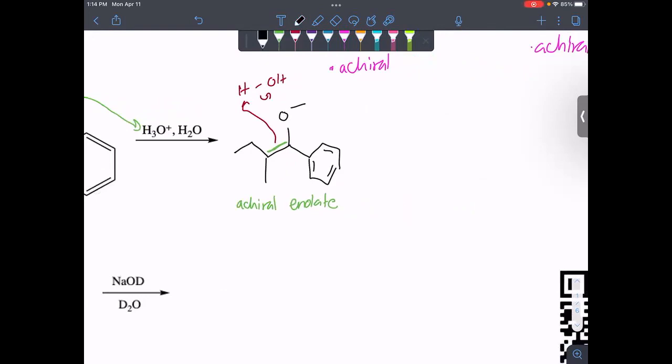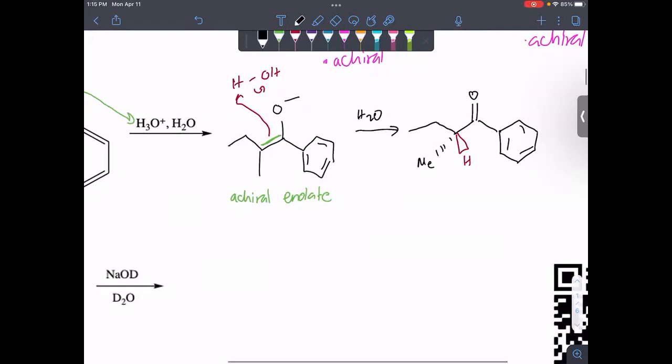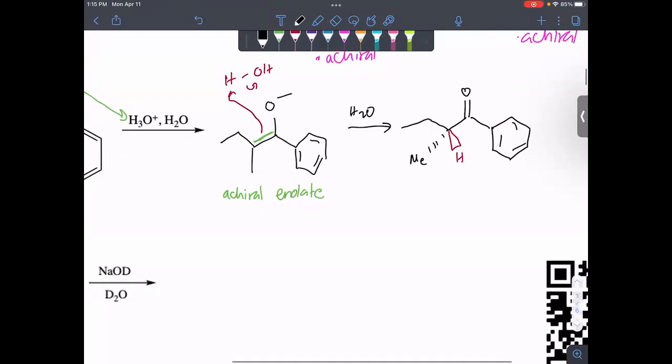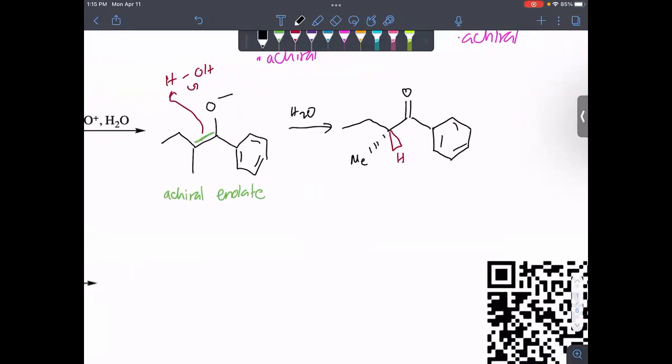This proton can be added from the front or back. So it can be added back either wedged or dashed. So that changes the chirality of that chiral center. So we can get one version where the methyl is dashed like it was originally, and then we can also get the other version where the methyl is wedged and the hydrogen is dashed.